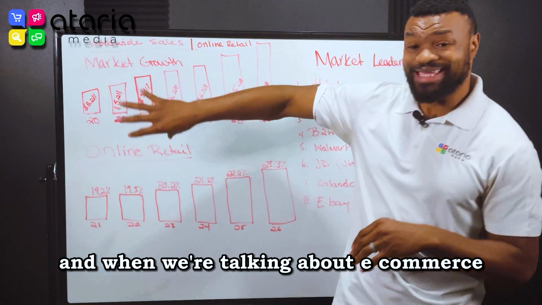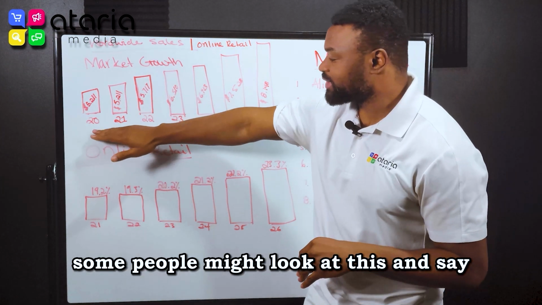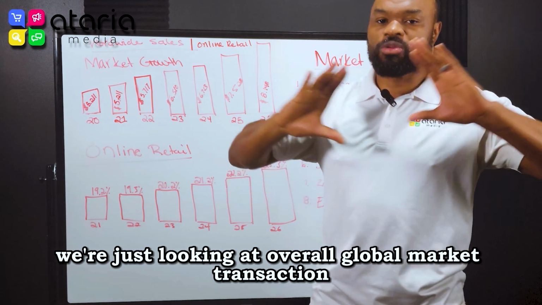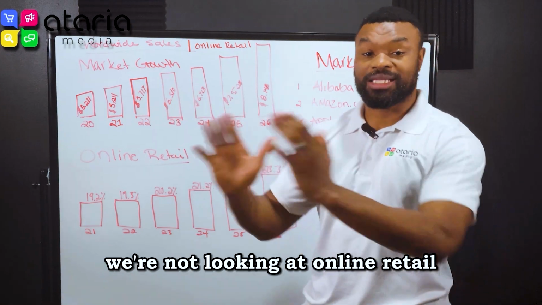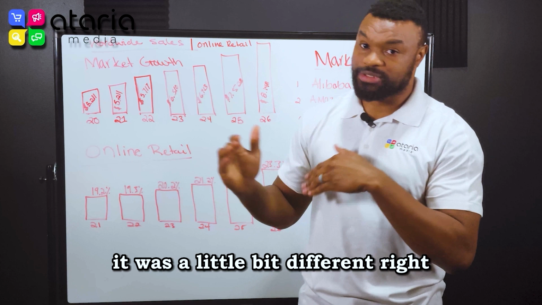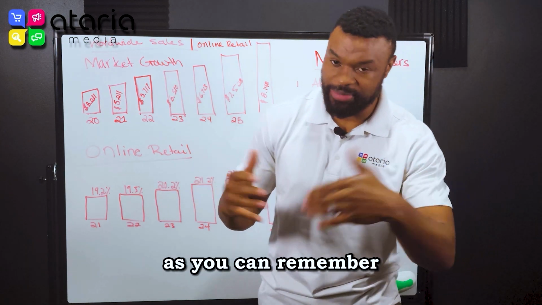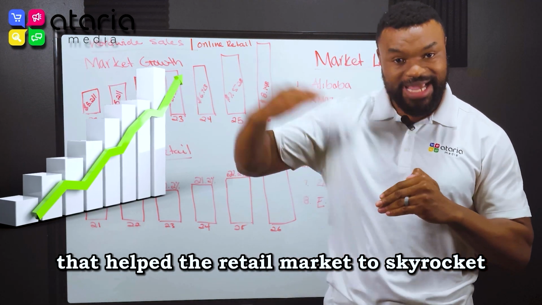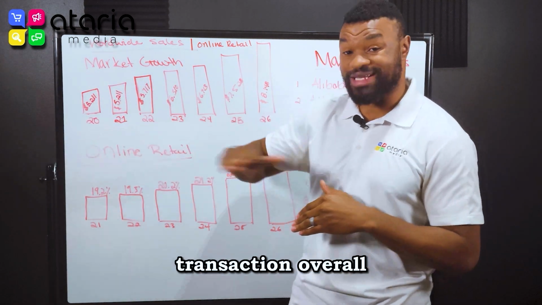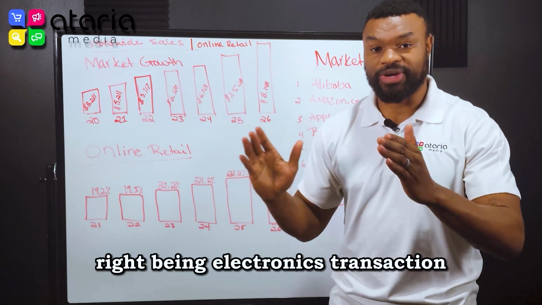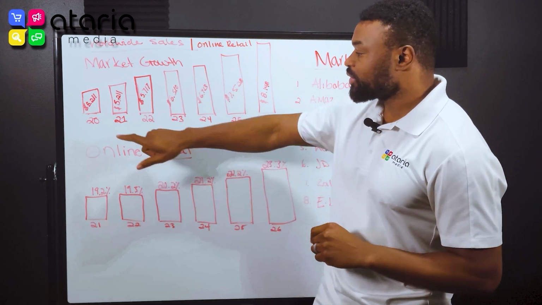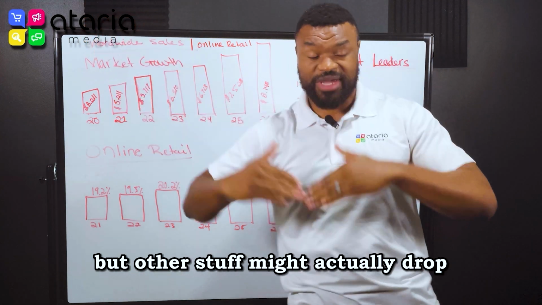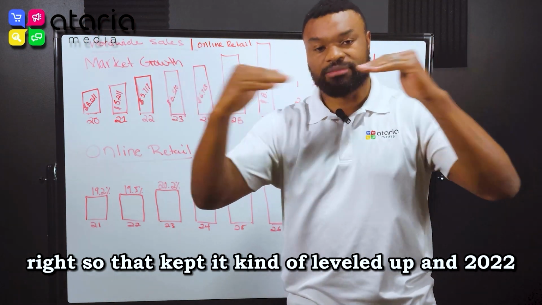And when we're talking about e-commerce, some people might look at this and say, but 2020 and 2021, why didn't that go up? We're just looking at overall global market transactions. We're not looking at online retail, right? For online retail, it was a little bit different, because as you can remember, there were a lot of things going on at that time that helped the retail market skyrocket. But because we're just looking at the global transactions overall as e-commerce, being electronic transactions, you can see it stayed stable because some stuff might have gone up, but other stuff might have actually dropped, right? So that kept it kind of leveled out.